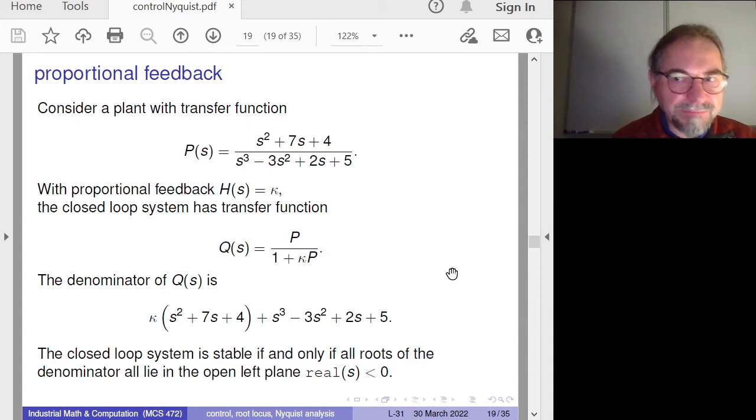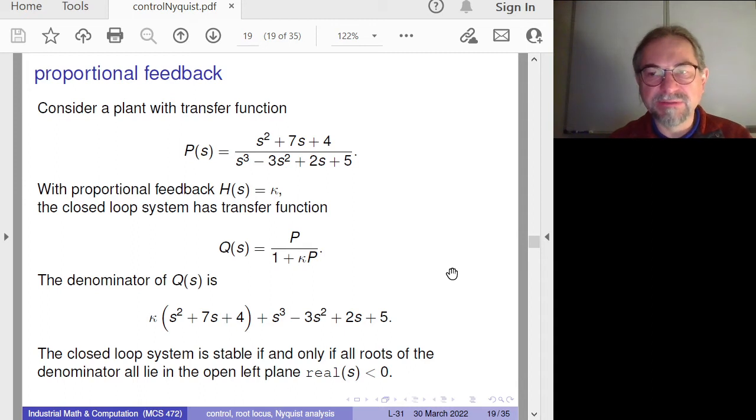In the previous example, we considered proportional integral control. Here we go back to a simple proportional feedback where we consider kappa. And then the closed loop system, so the kappa is then identified with the h. So in the closed loop system we have q, and the denominator for this example here is then a polynomial of degree 3. So again, this is in the frequency domain, a polynomial that has one parameter kappa.